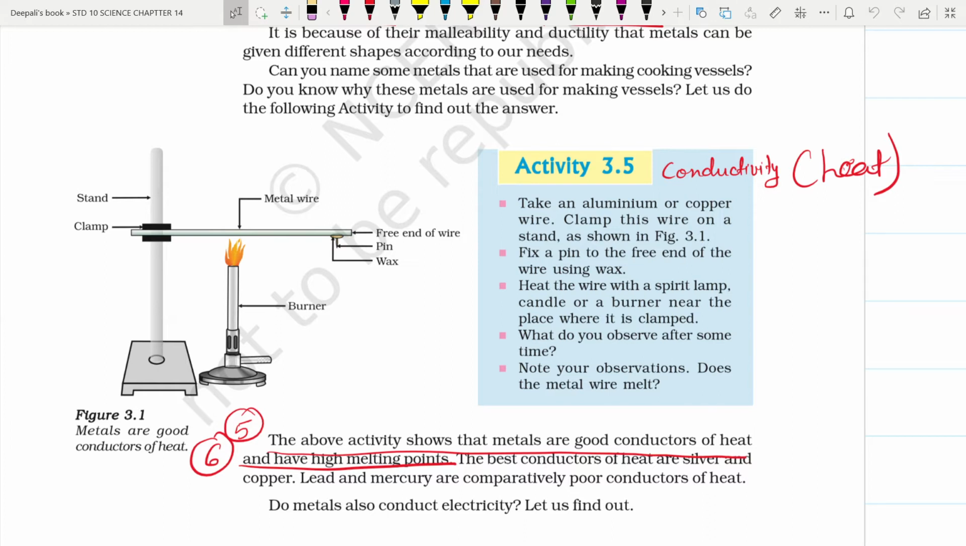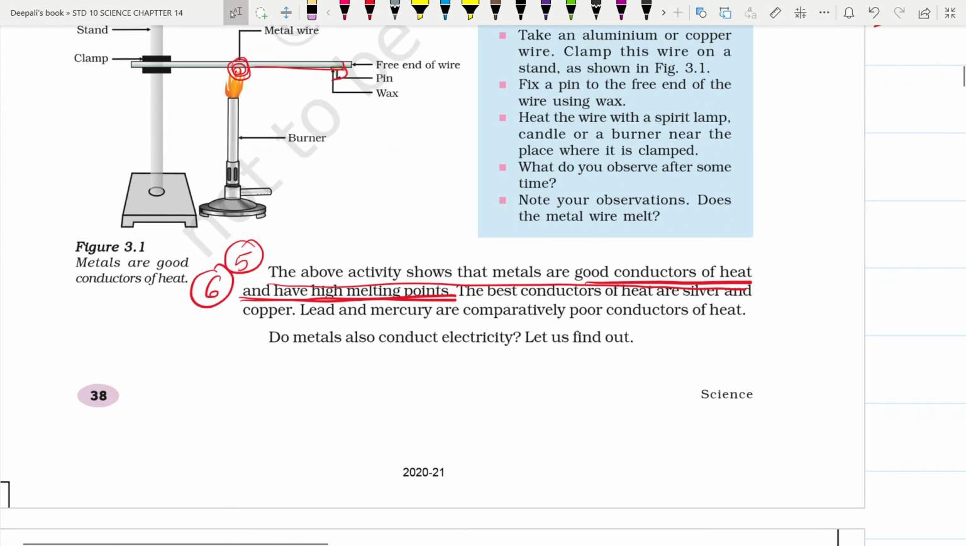Why did the wax melt? The wax melted because the heat applied at this point was passed on till the other end, where it became hot, the wax melted and the pin dropped. This shows that the heat was conducted, and so it proves that metals are good conductors of heat and have high melting points. The best conductors of heat are silver and copper. Lead and mercury are comparatively poor conductors of heat.